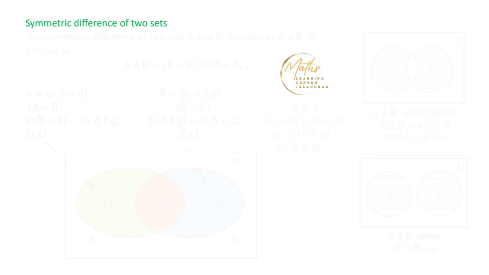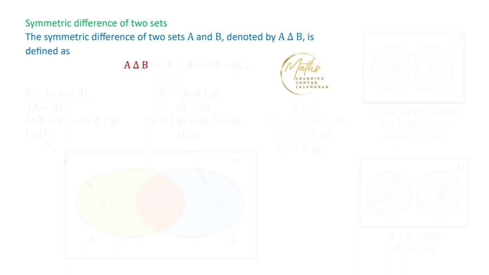The next we have is the symmetric difference of two sets. The symmetric difference of two sets A and B is denoted by this symbol. We are saying A delta B, and that is defined as A delta B equal to A minus B union B minus A. So this definition will be clear to you with the example.